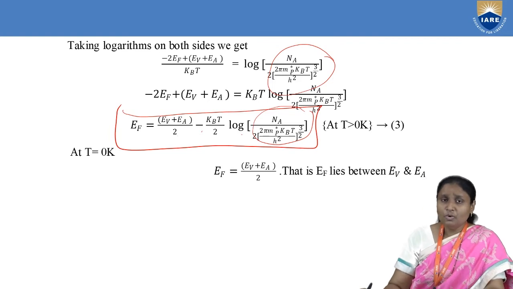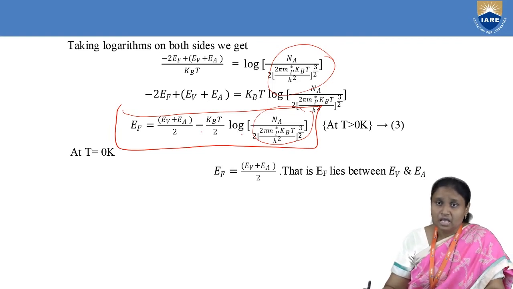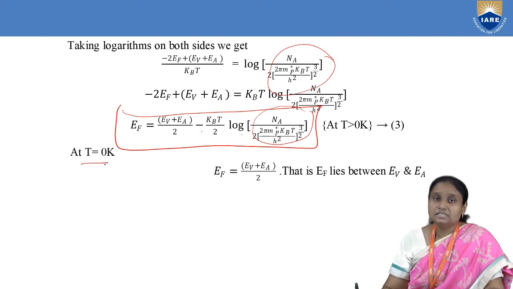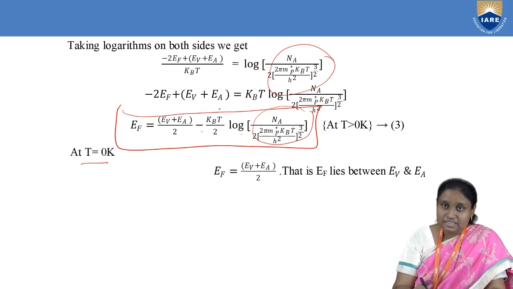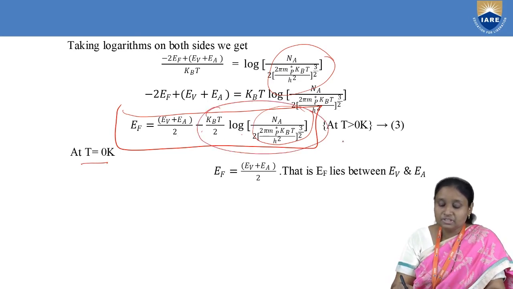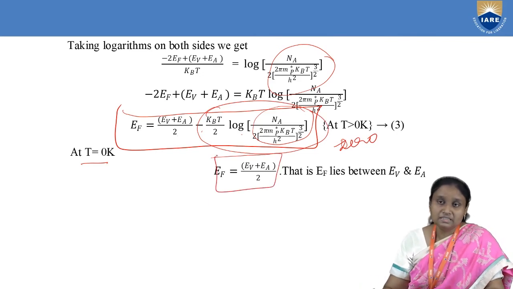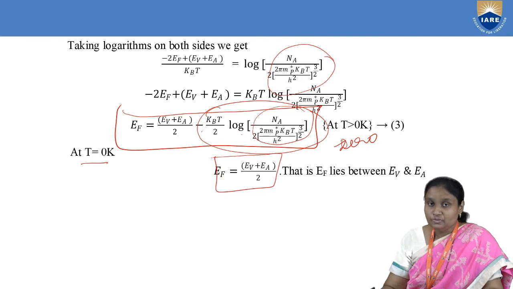Now, in this particular expression, I am assuming that temperature is equal to 0 kelvins. Once I substitute T equal to 0 kelvins, the second term becomes 0. When the second term becomes 0, what is left is the Fermi energy level, given by EV plus EA by 2. What does it mean? It means that at T equal to 0 kelvins, our Fermi level is exactly in the middle between the top of the valence band and the acceptor energy level.